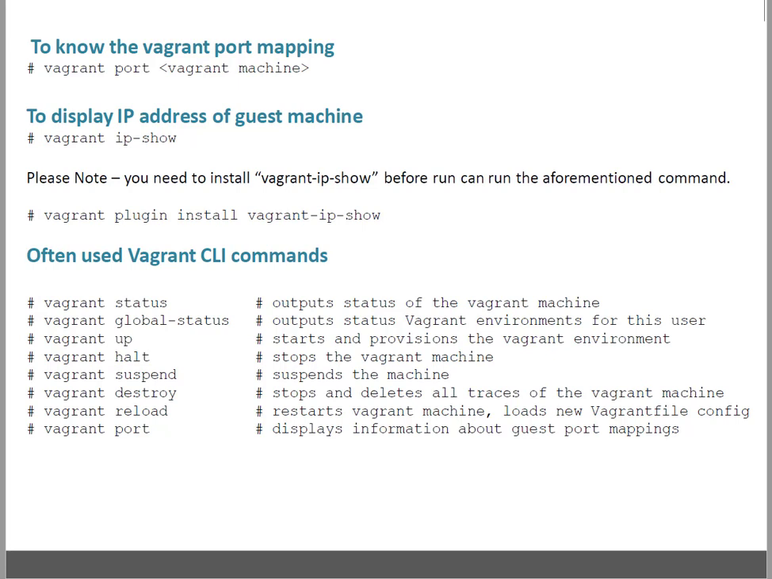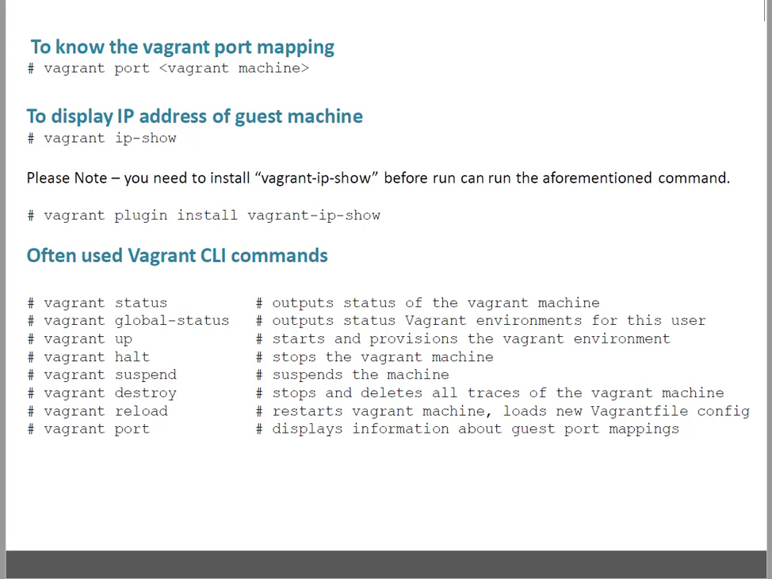I've listed a couple of other commands. Vagrant status tells the status of Vagrant machines. Global status tells the status of the Vagrant environment for this particular user. Vagrant up boots a VM. Vagrant halt stops the VM. Suspend suspends the VM. Destroy stops the VM, then deletes the Vagrant machine. It automatically deletes the VirtualBox machine too. So that's good, it automatically stops and deletes the machine.